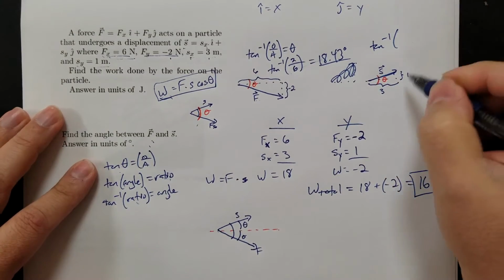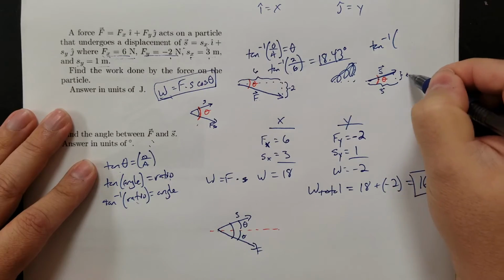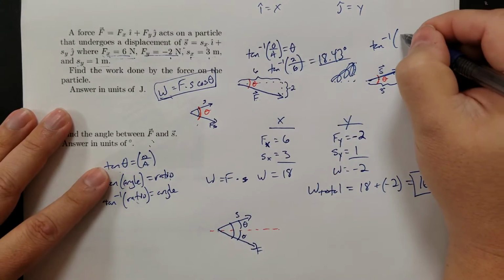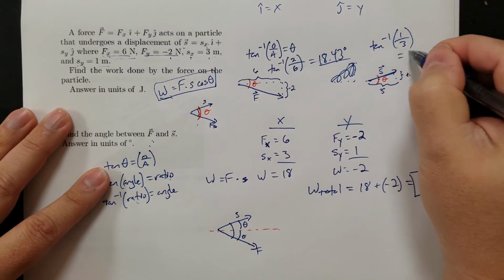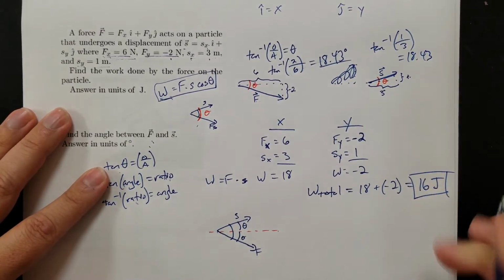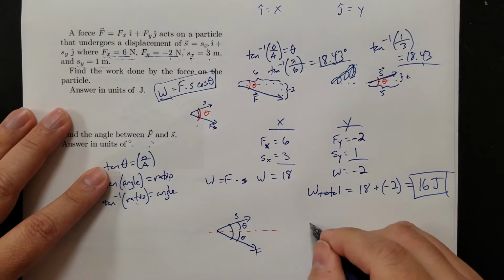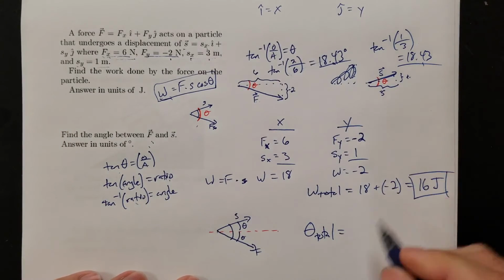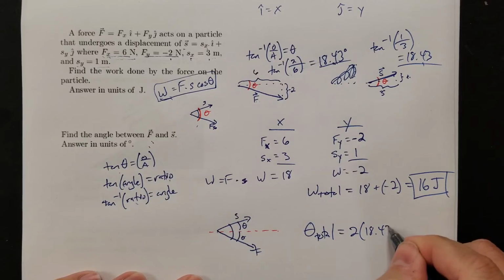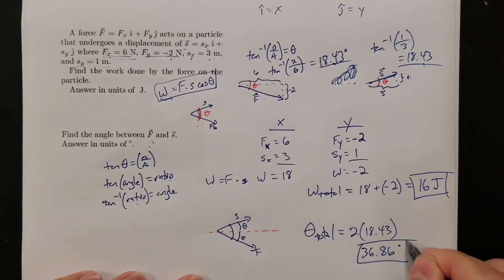Over here, same thing. Inverse tangent of opposite over adjacent. Here's my angle. Oh wow, look at that. It's the same proportion. It's 1/3. This one was 2/6, that one's 1/3, so I lucked out. So it's also going to be 18.43. So 18.43, 18.43. That means my total angle is going to be 2 times 18.43, which is 36.86 degrees. That's my total angle.